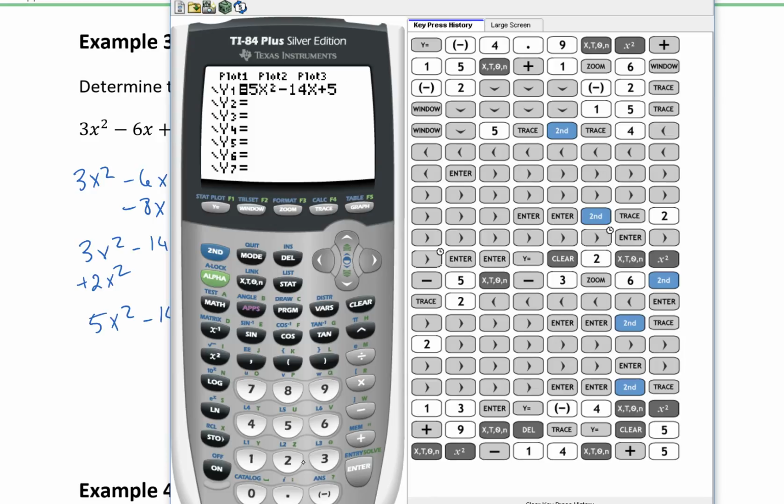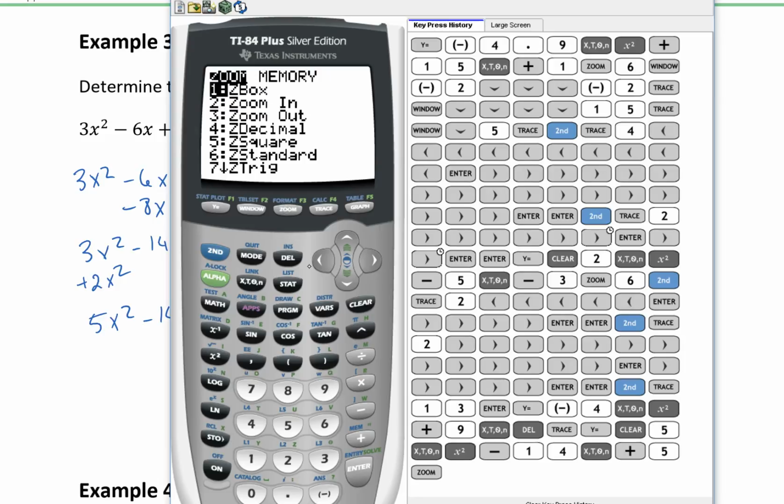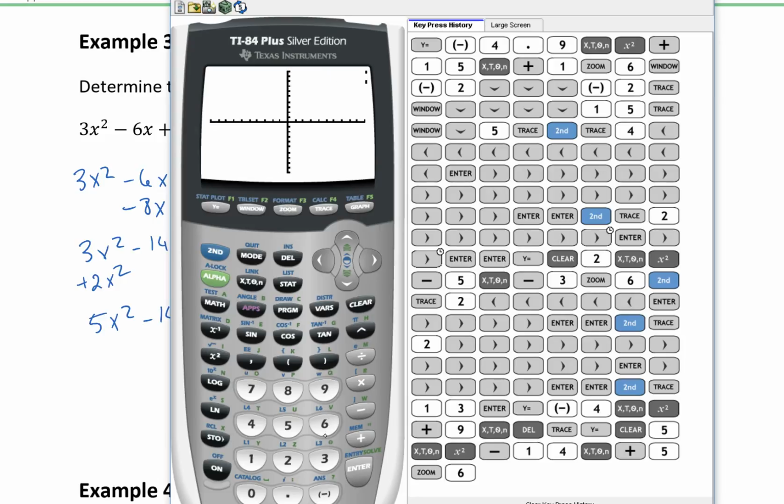Now don't put that equals 0 business, because really it's equals y, and we're setting y equal to 0, so we're solving and getting those roots. So let's hit zoom 6 and see what happens. You can anticipate what might happen here.